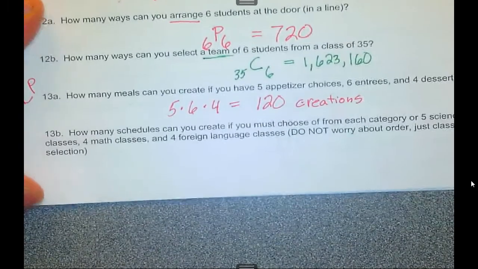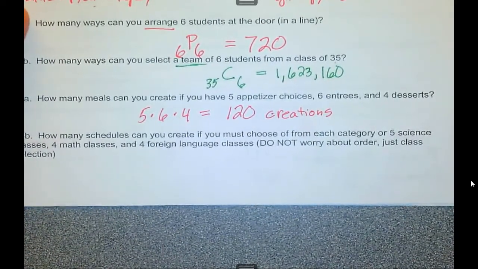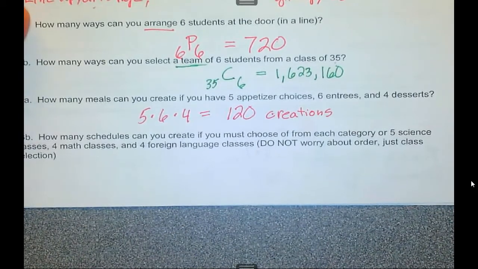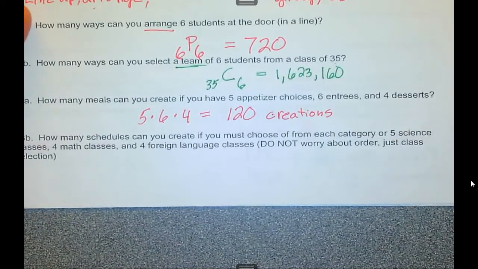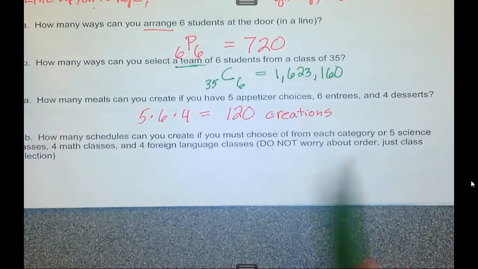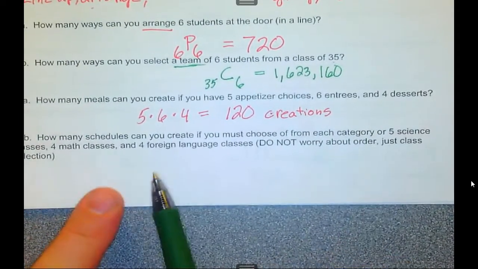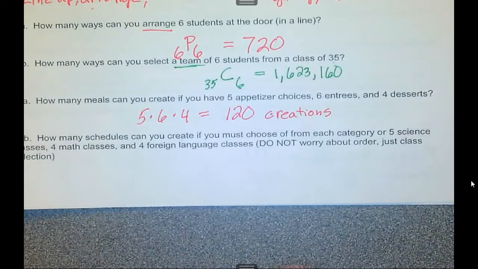13B. How many schedules can you create if you must choose from a category of 5 science classes, 4 math classes, and 5... Yeah, it's the same thing. I would use the counting principle. 5 times 4 times 4. You could use permutations, but then you're going to have to multiply the permutations. It's just easier to do the counting principle.